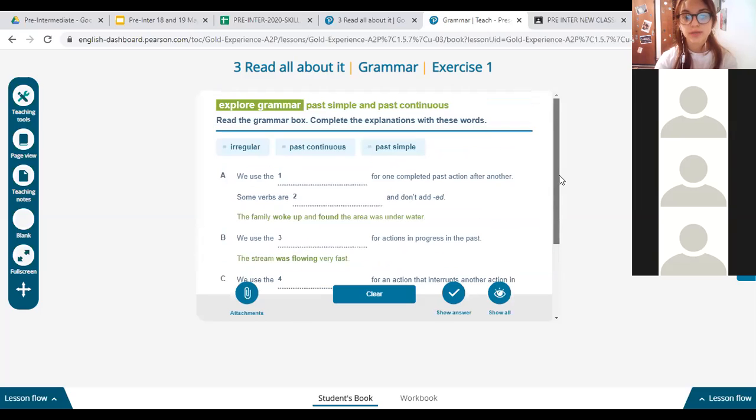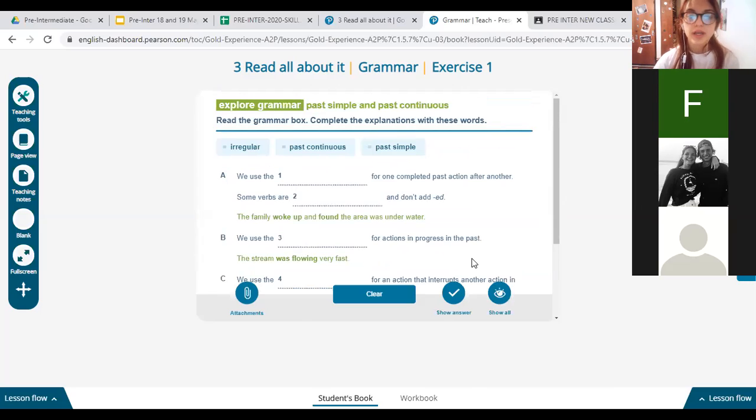Good. Now, what page are we on? We are on page 36 in the book. Okay, so we will complete the theory. The first sentence. We have to complete with these three expressions. So, we use the blah blah blah for one completed past action after another.